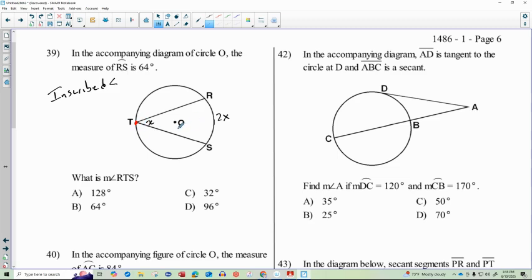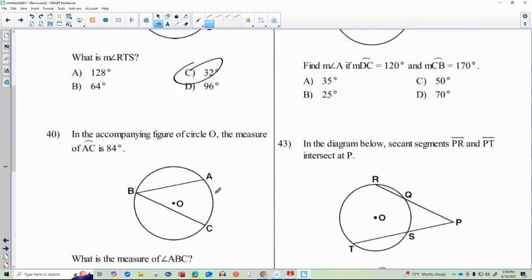So you can look at this two different ways. If you have the arc, the angle is going to be half of it. And if you have the angle, the arc is going to be double it. So let's clear this out and see what we got. It says the measure of arc RS is 64 degrees. So here's my arc. Remember, the arc is twice as big as the inscribed angle, so we just have to take half of 64, which is 32. Okay, there's another one like that.